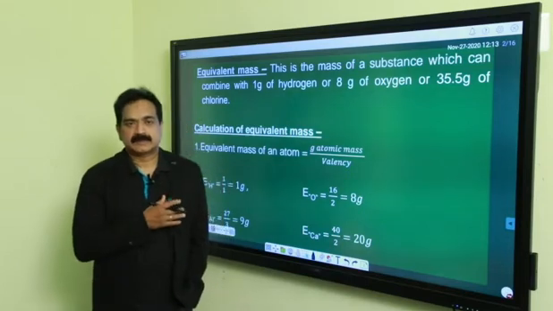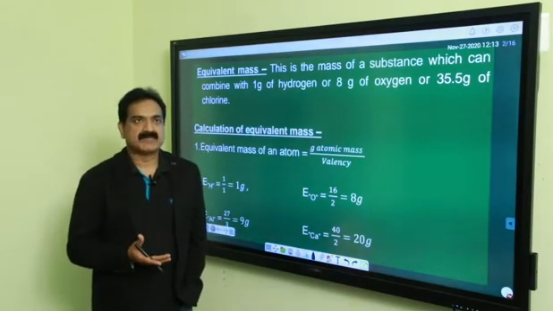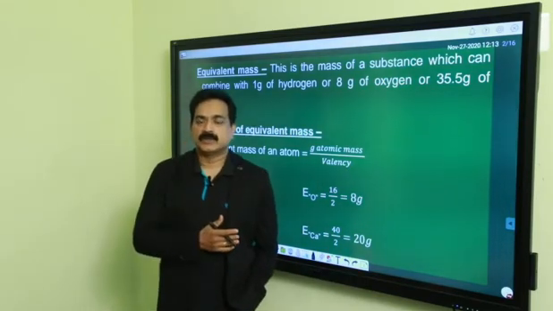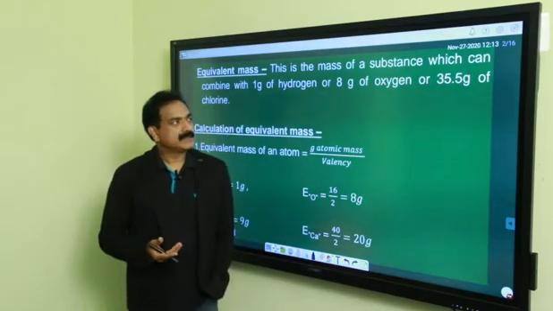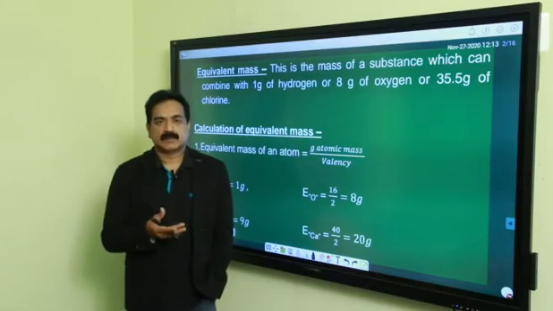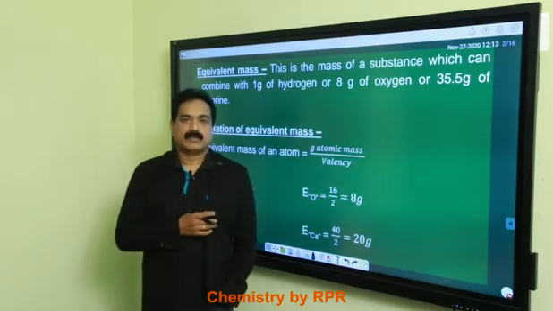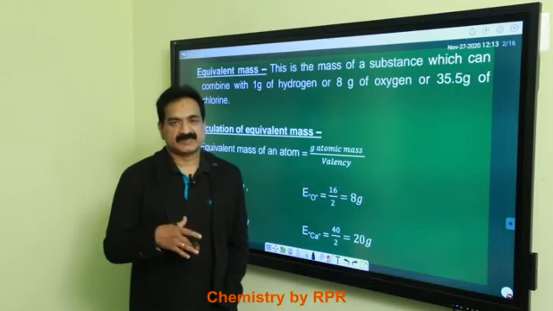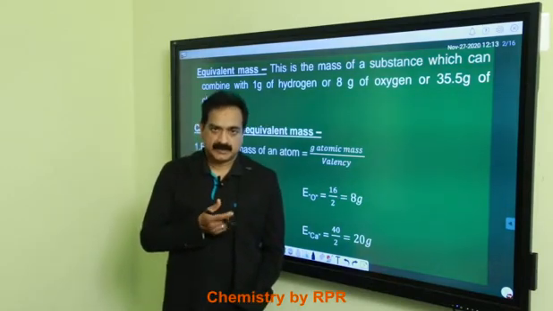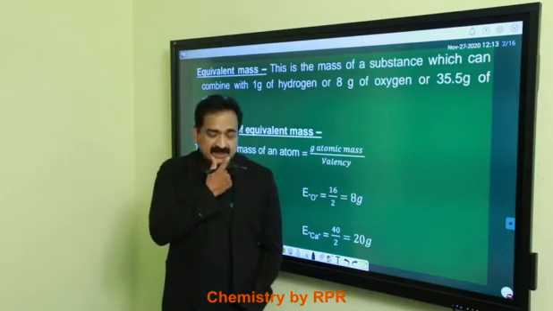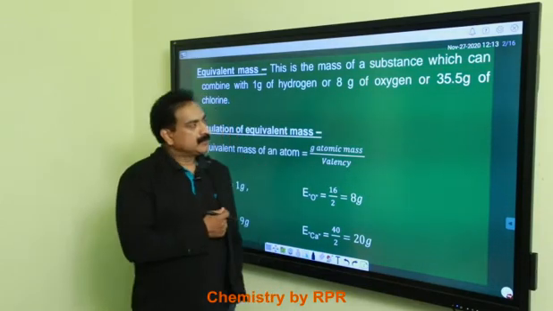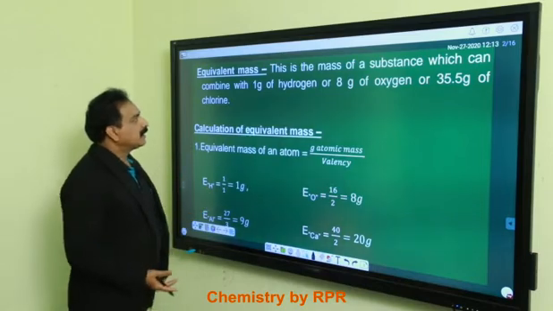Today we will be discussing the equivalent concept. This is basically related to the mole concept, but in NCERT this equivalent concept is not mentioned, though many high-level questions can be solved using it. So to begin with, what is equivalent mass?